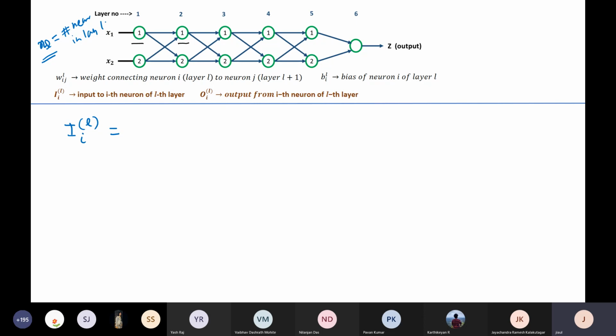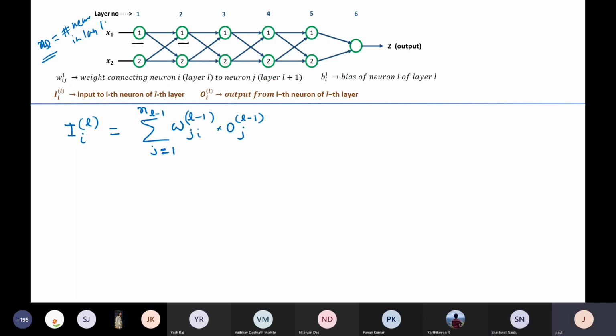What would be my expression for capital I, L, i, that is the input to the ith neuron of the Lth layer? Sigma of W into O. Okay, I take sigma, then what? W of L minus 1, yes, of course, j i, into O of L minus 1, j. J runs from 0 to N of L minus 1, I think. 0 or 1, because my indexing starts from 1. Yes, j runs from 1 to N of L minus 1, I think.